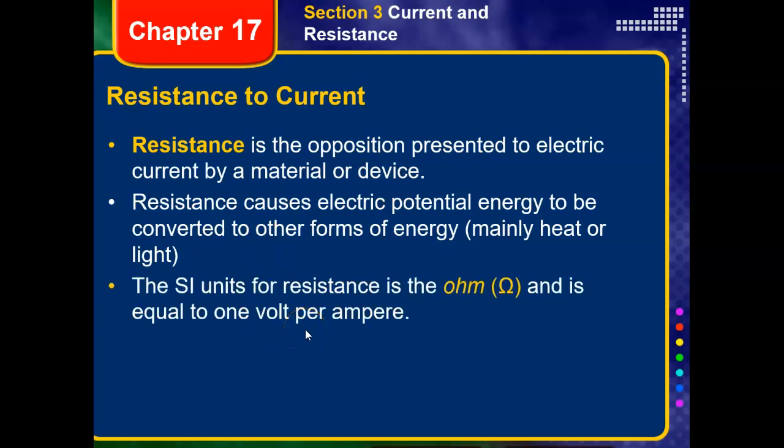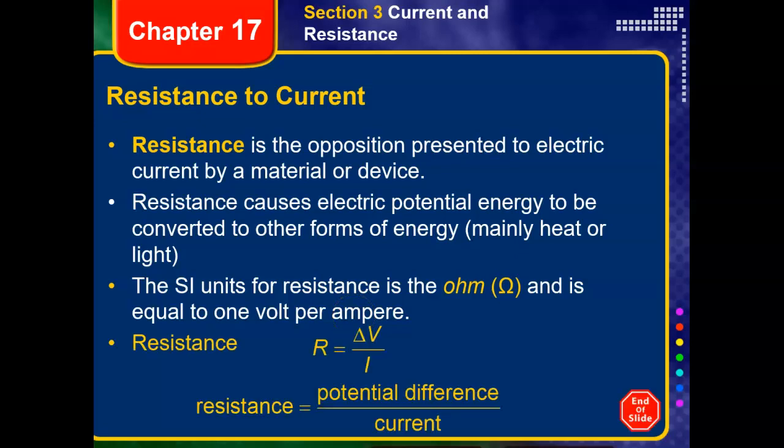The SI unit for resistance is ohms, and it's 1 volt per amp. 1 volt of potential difference per amp of current. And the equation is this. So resistance is potential difference divided by current. Okay, so you can also look at this as potential difference is resistance times current.